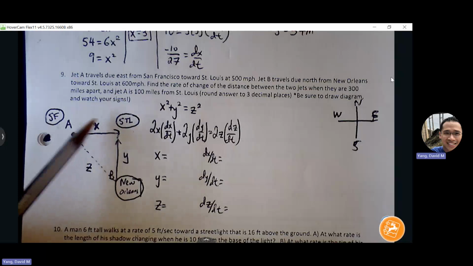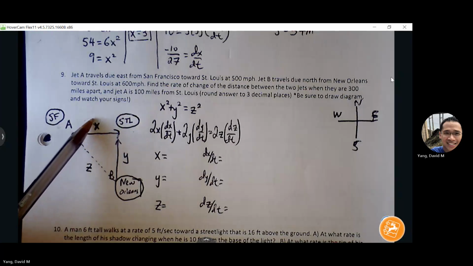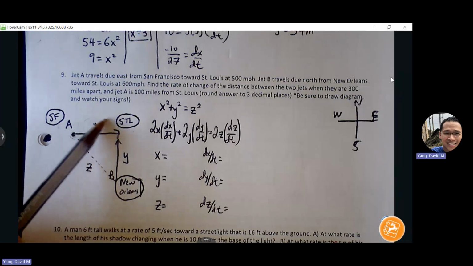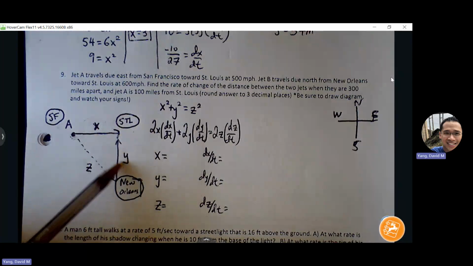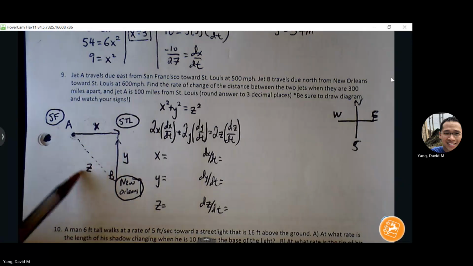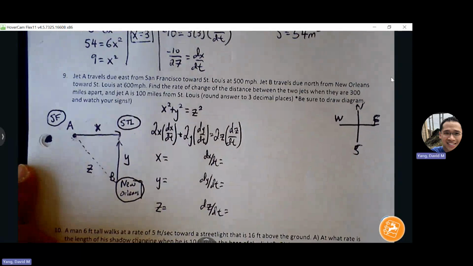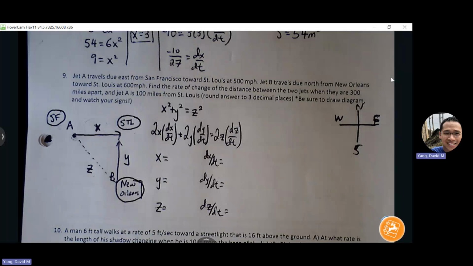Okay, what's happening to x as jet A closes in on St. Louis? Smaller. So what do you expect out of dx/dt? Negative. What about dy/dt? Also negative. What about dz/dt? Negative as well, right? So the triangle is getting smaller, so every rate should be negative. Every rate is decreasing. Every length is decreasing.